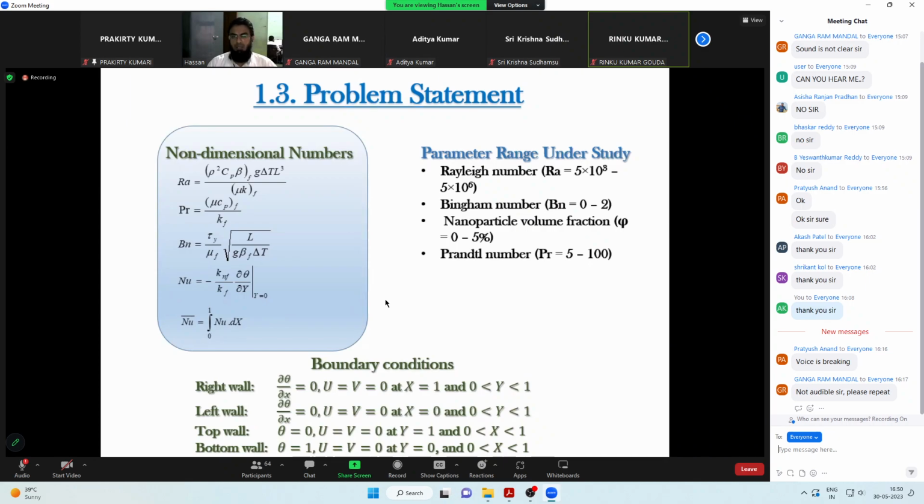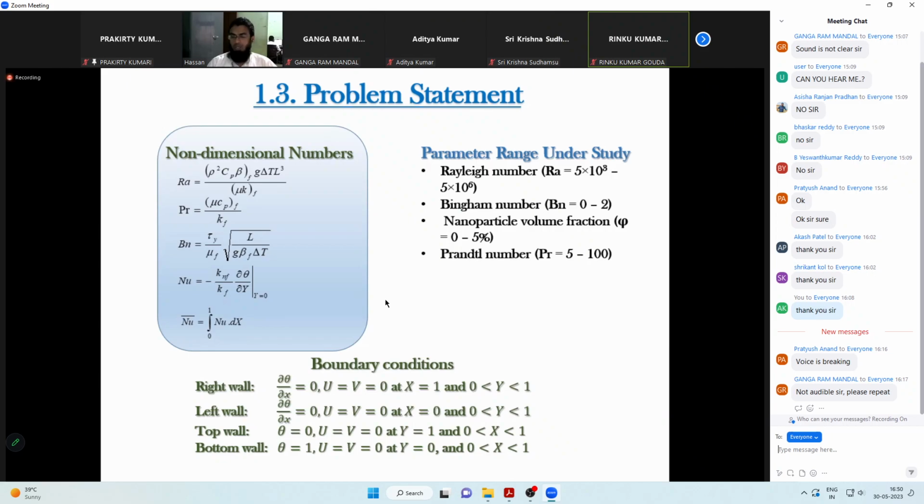And the Nusselt number is del theta by del y at the bottom surface, y equal to 0, multiplied by KNF by KF. If you do not include nanoparticles in the fluid, KNF and KF become equal, and the Nusselt number turns out to be nothing but del theta by del y. Then we summarize it by introducing the average Nusselt number, which is the integral of Nu over a length dx, where x varies from 0 to 1.